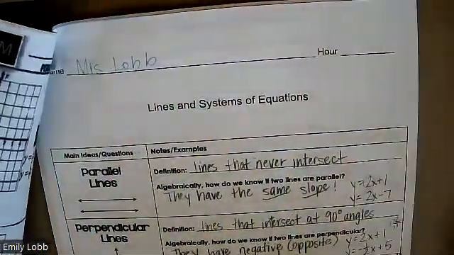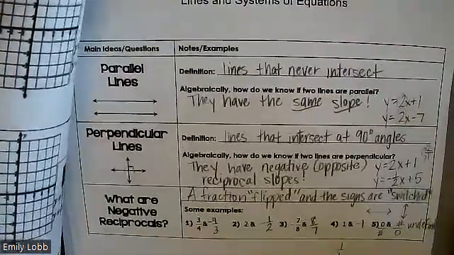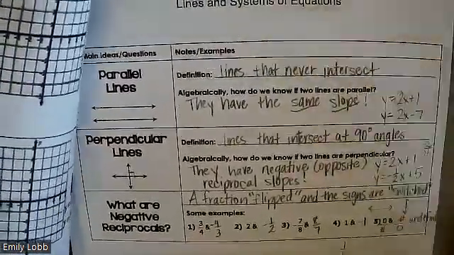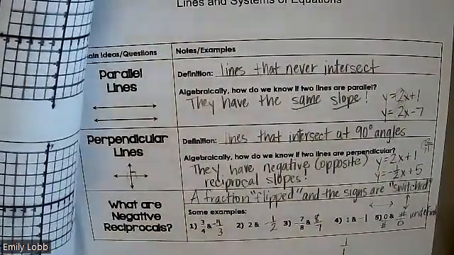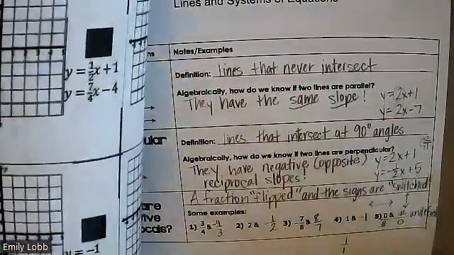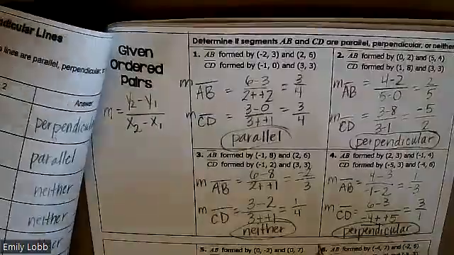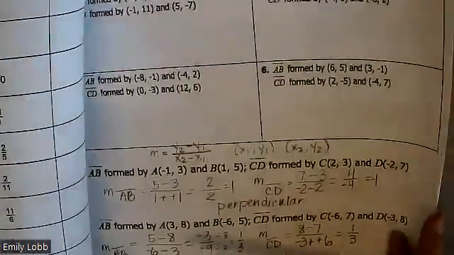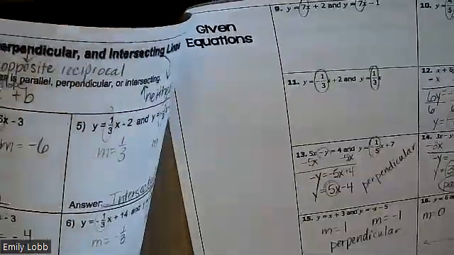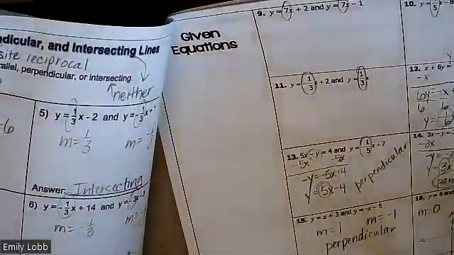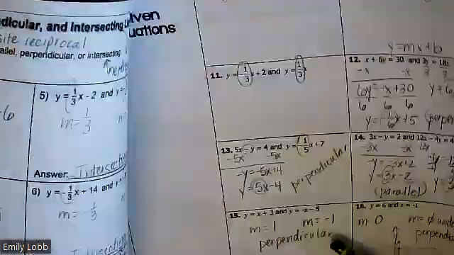Just a quick refresher. We have been talking about different types of lines, what makes them parallel and perpendicular. We had to refresh our memories on what negative reciprocals were in order to figure out our perpendicular. We used our slope formula often to find slopes. We decided what was perpendicular and what was parallel, and if they were neither, we just said they were intersecting.